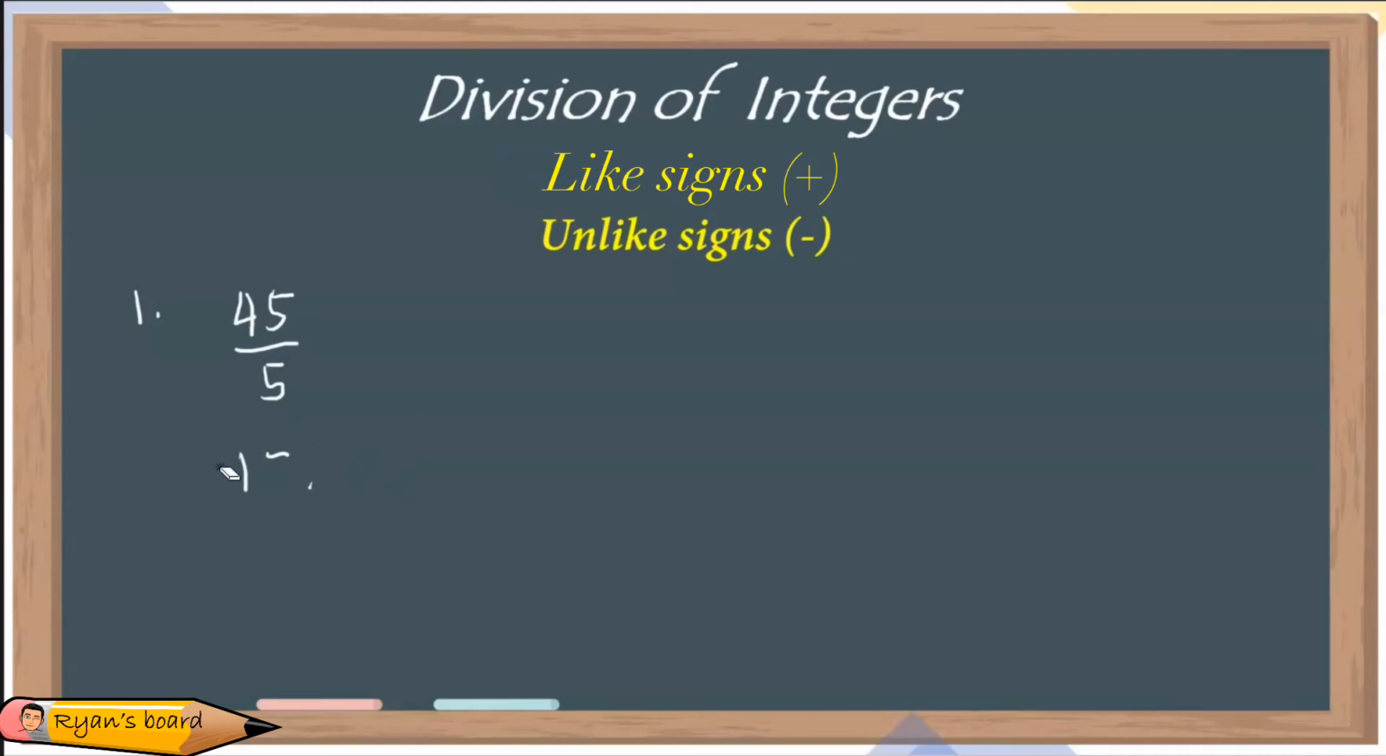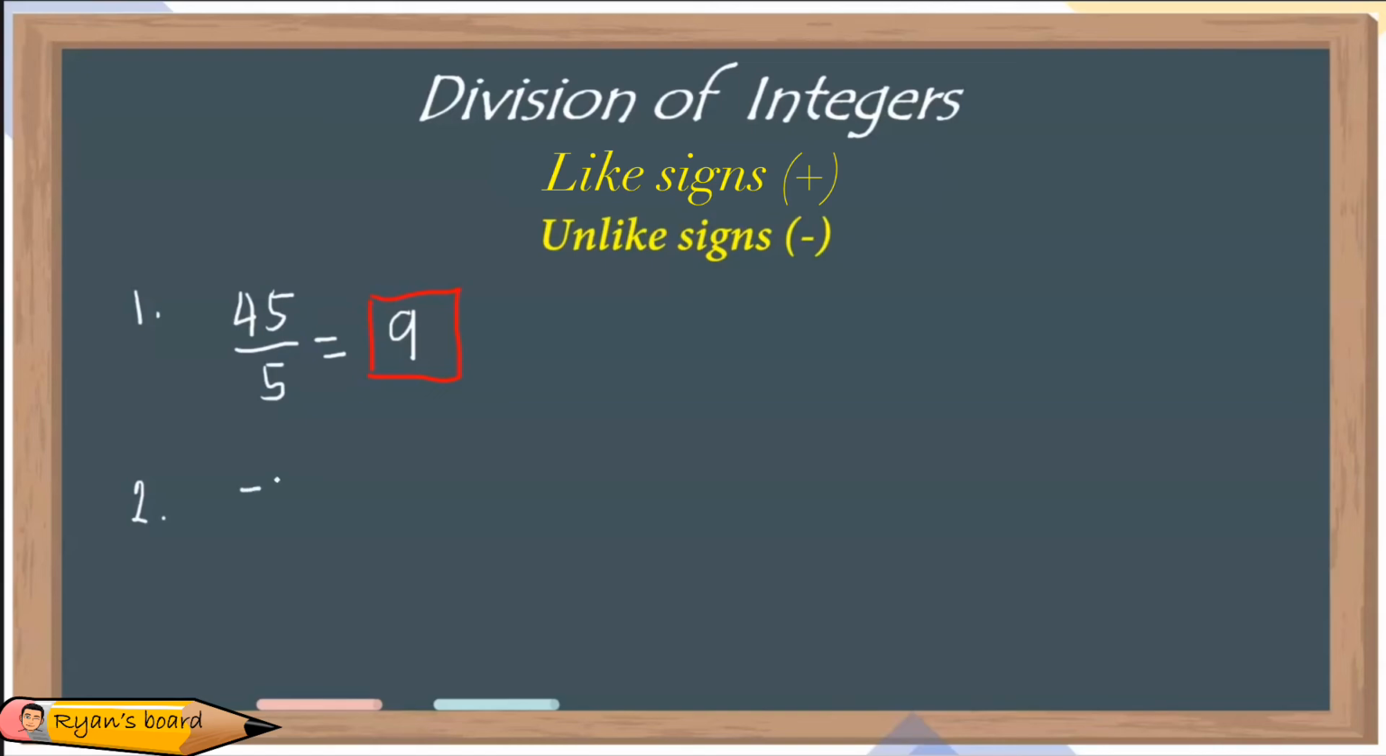Now, so, tingnan mo ang sign nila. Positive divided by positive. So, like sign. What is our answer? Of course, positive. Pero hindi natin ilalagay yung plus na symbol. Then, we divide this. 45 divided by 5. That is 9. Positive 9. So, our answer is 9.